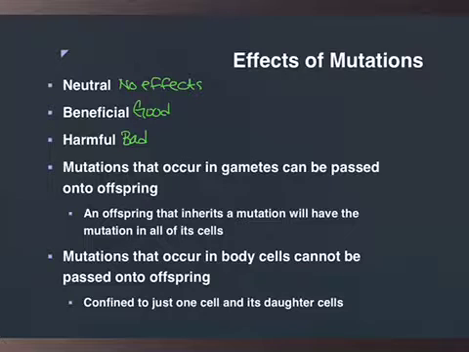Mutations that occur in gametes can be passed on to offspring. So when sperm and egg unite, if that sperm or egg has a mutation, it will be passed on to the offspring. And then the offspring will inherit that mutation, and all of the offspring's cells will have that mutation. Mutations that occur in body cells cannot be passed on to offspring and will be confined to just one cell and its daughter cells.